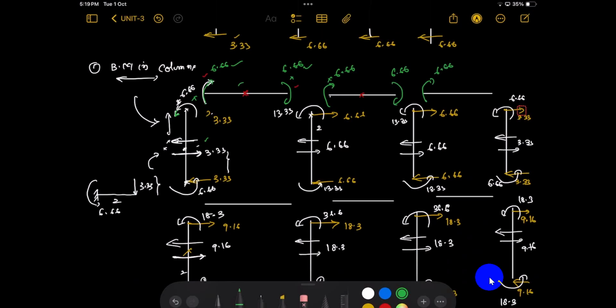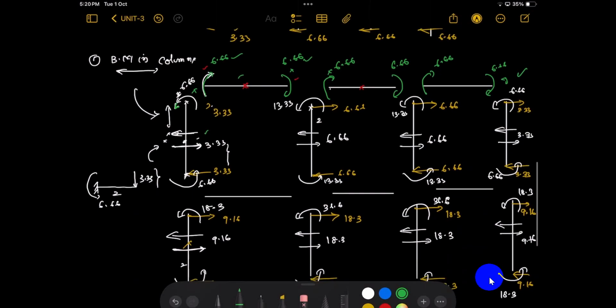It is a clockwise 6.66. You can check here, it's anti-clockwise 6.66, and here it's clockwise 6.66. It's good, there is no error. See, every column has the same bending moment, this side and that side, right side and left side. Also, all columns have the same moment.